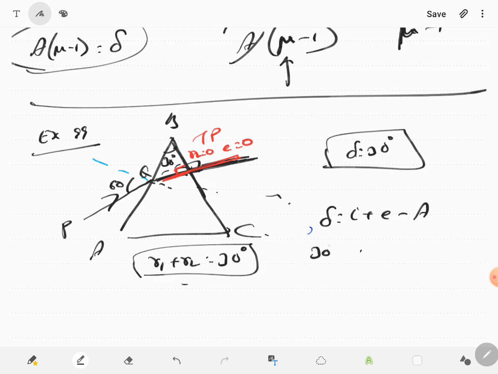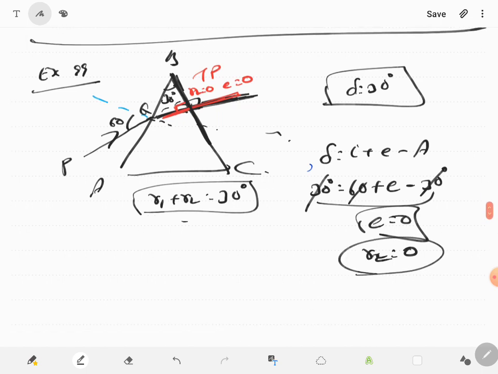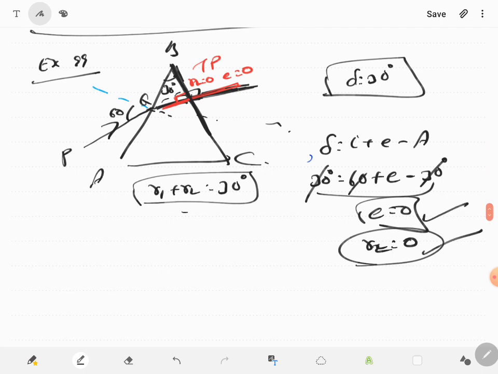Delta itself is given to be 30 degree. Plus I plus E, I is given to be 60 degree. E is not given. The angle of the prism is given to be 30 degree. So 30 goes this side, 60 and 60 get cancelled. Thus E is proved to be 0. We have proved E to be 0. You want R2 to be 0. If E is 0, automatically R2 will be 0. If the angle of refraction is 0, the angle of incidence should be 0 in this face. Therefore, R2 is also 0. And since E is 0, R2 is 0, that shows that the ray would come out only normally.